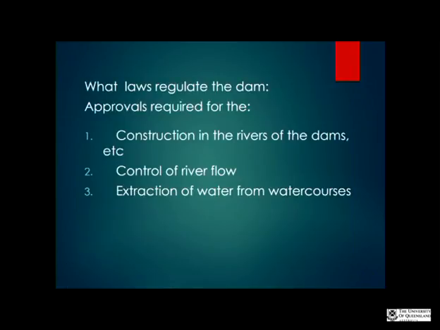Okay, so how did we end up here? How did we end up with that happening, and that happening under approval, if you like? So obviously they needed approvals. They needed approvals to construct something in the river, so to construct the dam in the river. They needed approvals to control river flow. They needed approvals to extract water from watercourses. So there were many pieces of legislation that applied here. The EPBC Act was one of them, but obviously the Water Act would apply to things like this as well.